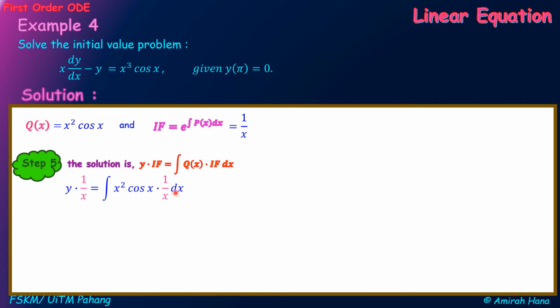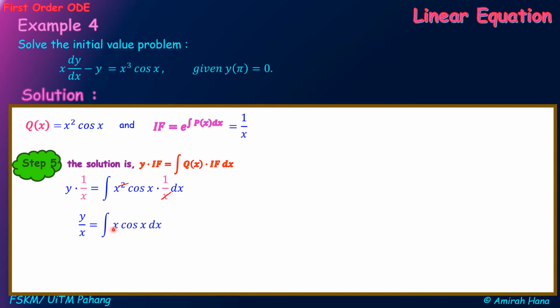Right? After that, we can simplify x squared here and x in the denominator. After we simplify, we get y over x equals the integration of x cos x dx. Then we do not need to integrate the function on the left hand side because there is no integration sign here. But we need to integrate the function on the right hand side because we have an integration sign here.